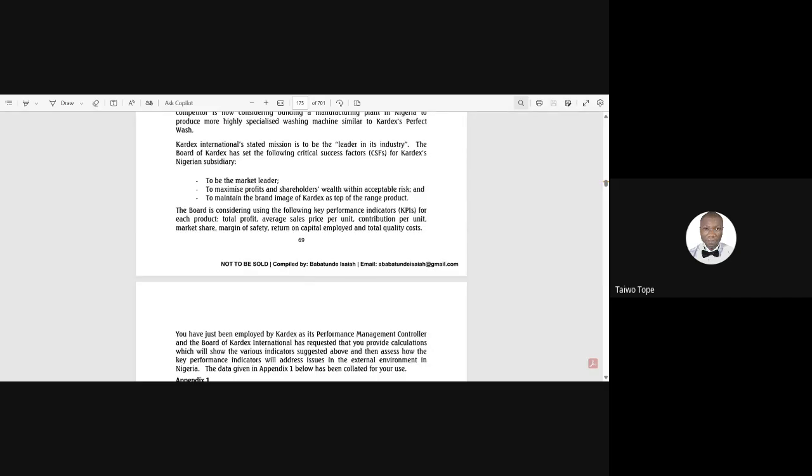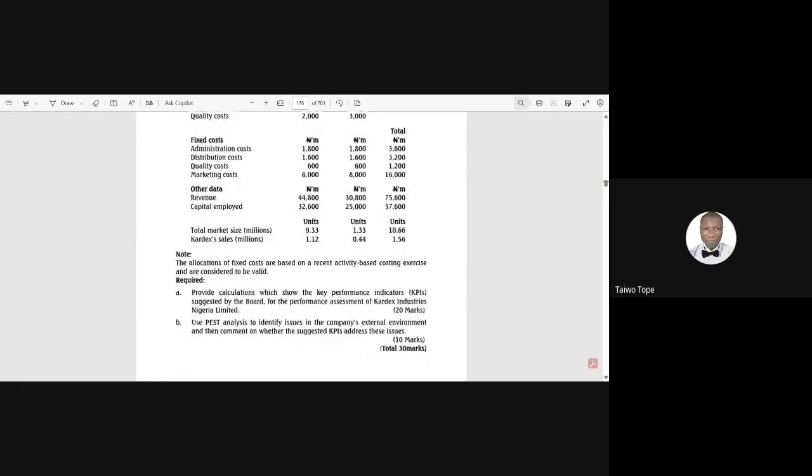That is for workshop. For perfect wash, the profit will derive as what? 4,500. Good. In this question, are we given capital employed? Yes, sir. Fine. In this question, capital employed, free of charge. You don't need to stress yourself. 32,600 for workshop and 25,000 for perfect wash. So based on this, apply this in the formula.